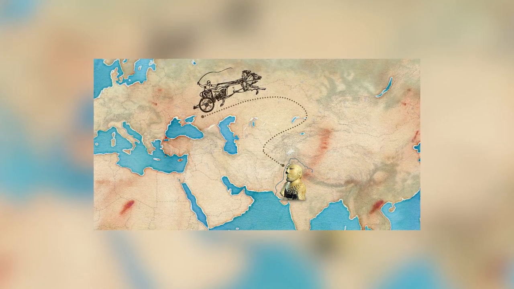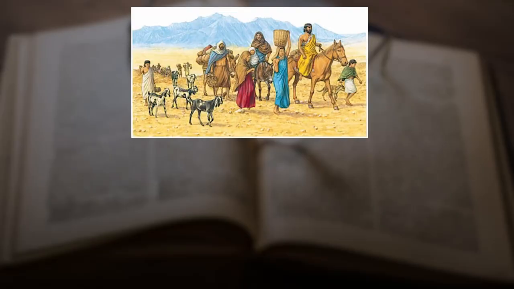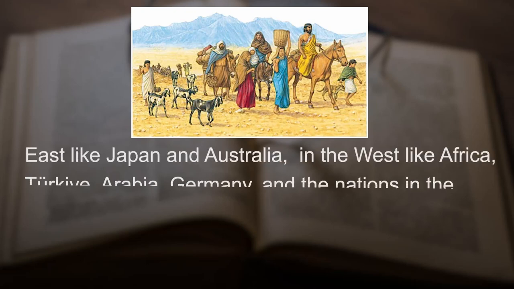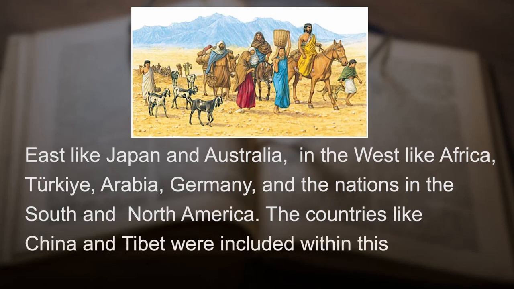This is evident from the similarities in the cultural and religious practices and the languages of the Aryans to the countries in the east like Japan and Australia, in the west like Africa, Turkey, Arabia, Germany, and the nations in the south and North America. The countries like China and Tibet were included within this Jambudvipa only.